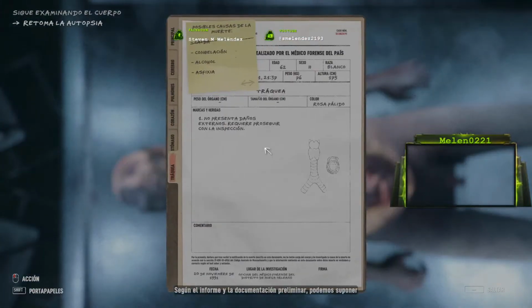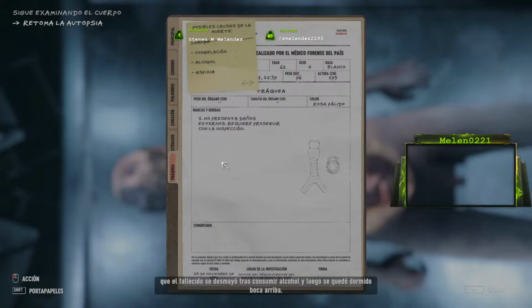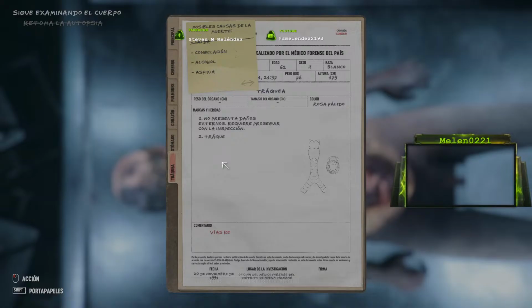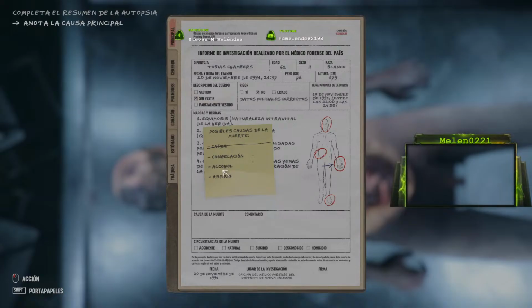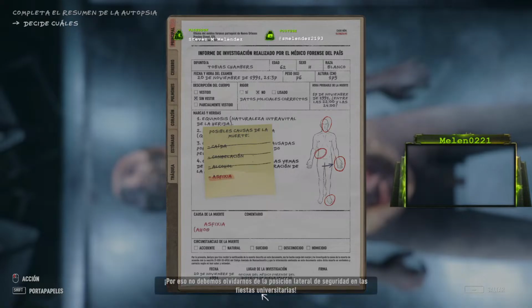Based on the report and preliminary documentation, it's safe to assume that the deceased passed out after consumption of alcohol and then fell asleep on his back. Then, the gastric contents refluxed and flooded the airways, causing death. That's why we don't forget about the recovery position at dorm parties.